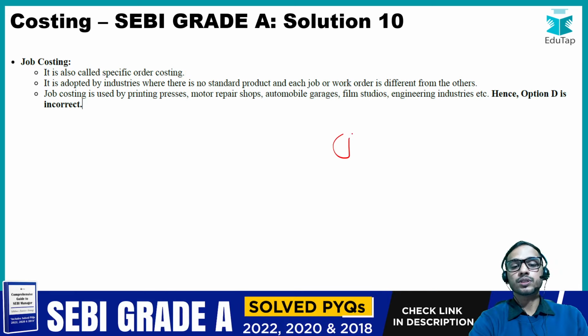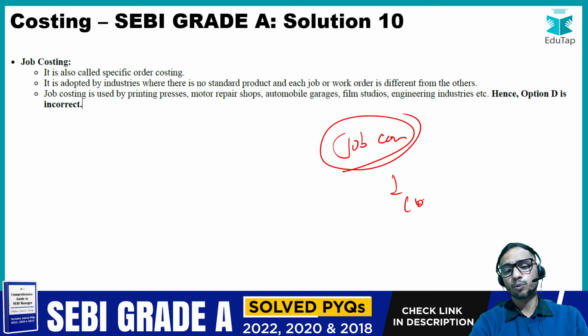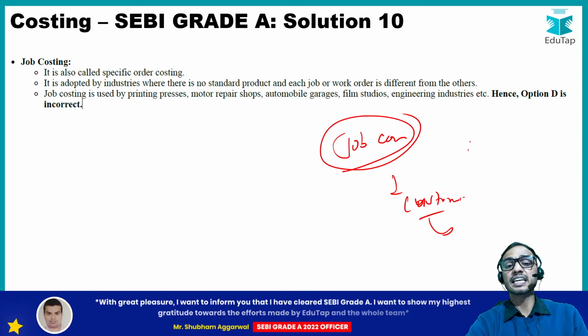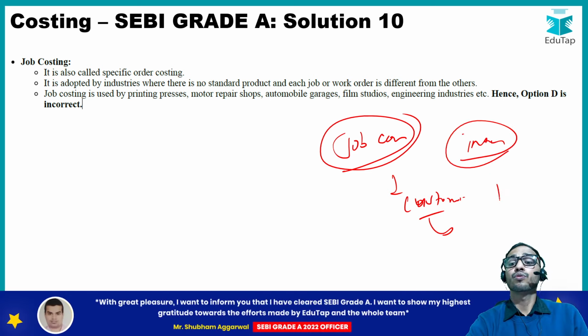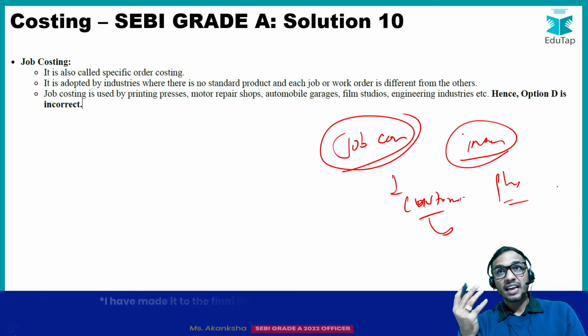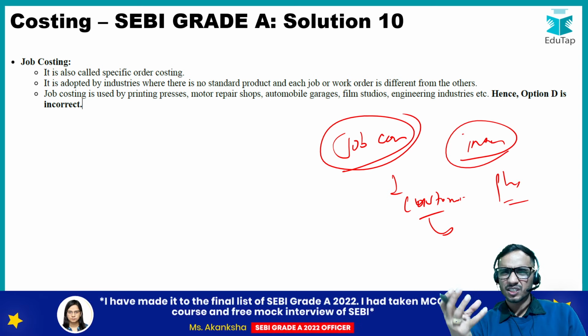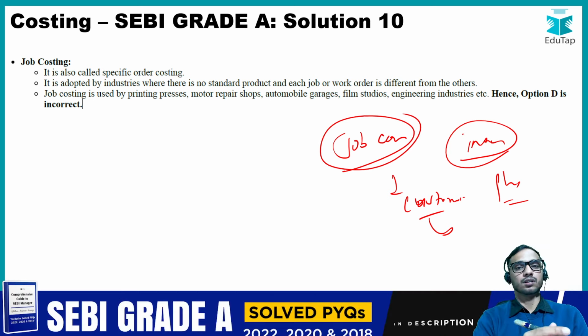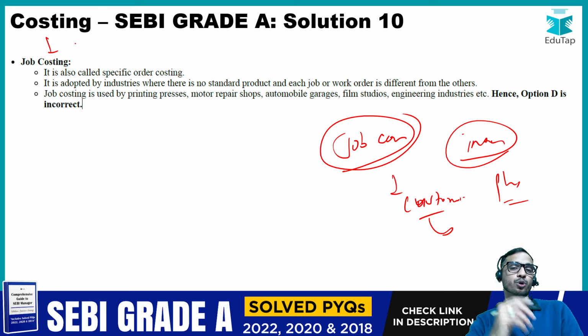Okay. Now, what is job costing? See, job costing is used where there is a customizable product. It depends on the customer's demand, such as interior decoration, photo albums, marriage projects, wedding projects of videography. That is something customizable. So this is where we use job costing.